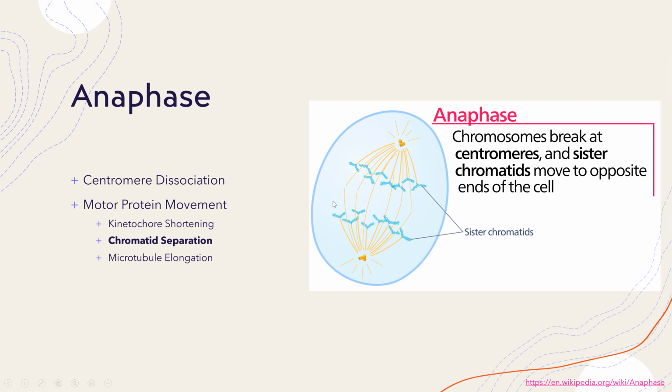So here we have the sister chromatids pulled in towards the centrosome by dynein. And that's what used to shorten these kinetochore fibers to pull them apart from the midline we had earlier, the metaphase plate.